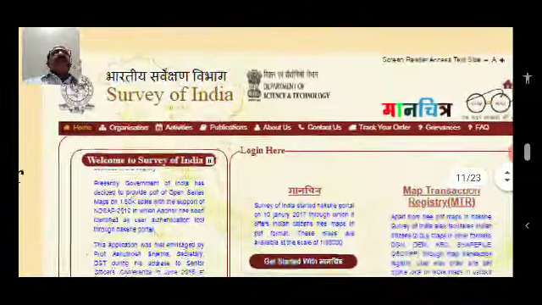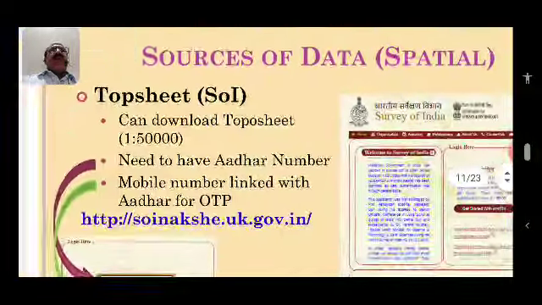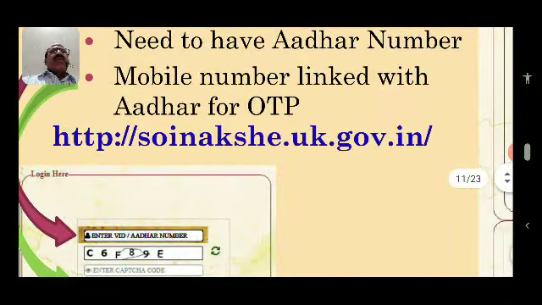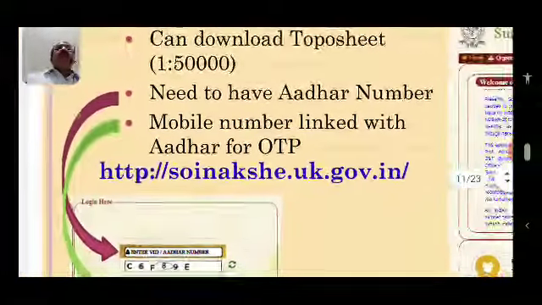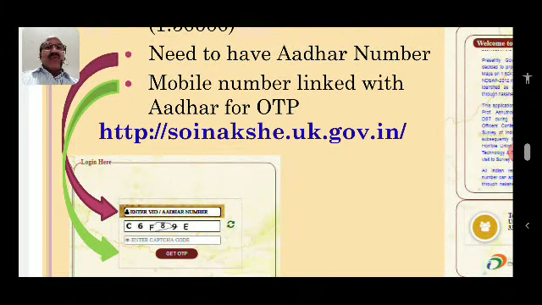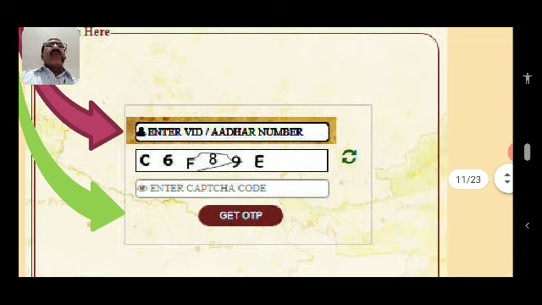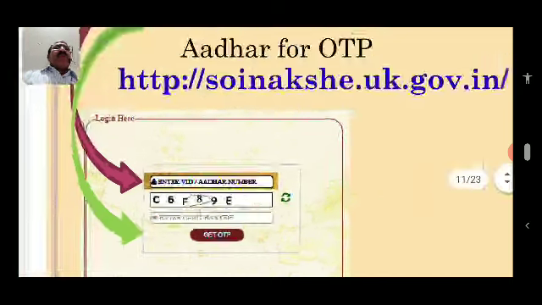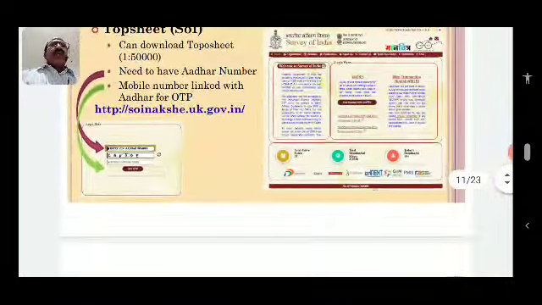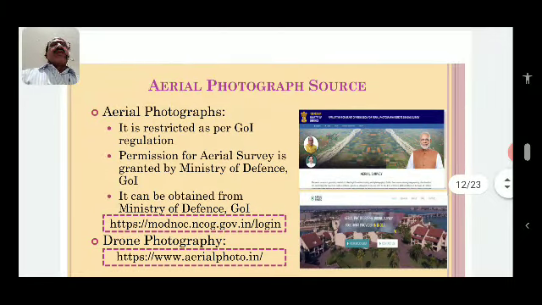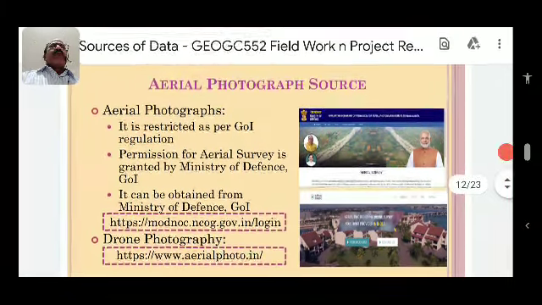So like this, first thing, this is the Survey of India Nakshe website. Then you have the website name as soinakshe.uk.gov.in. For that you need to have Aadhaar as well as your mobile number. You should keep handy to download the data. You have to enter your Aadhaar number, then you will get the OTP. Then after getting the OTP you can continue with your downloading. So you have to register.